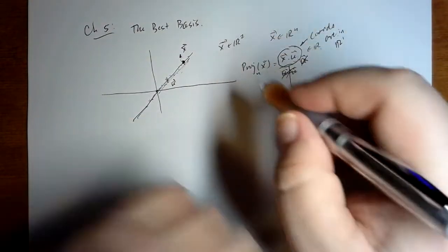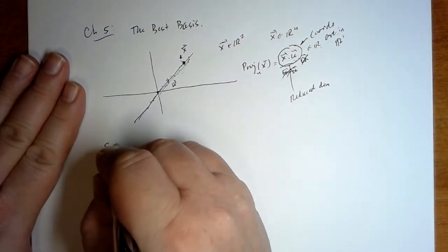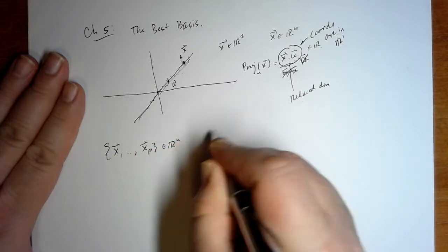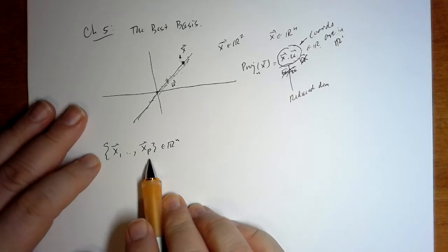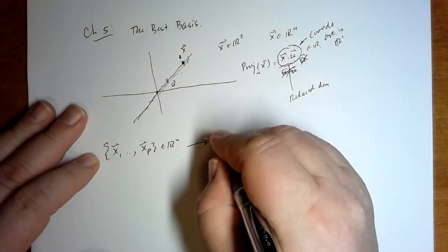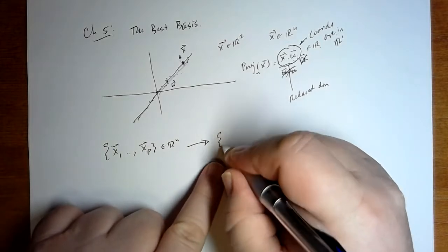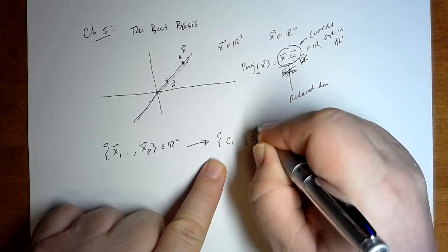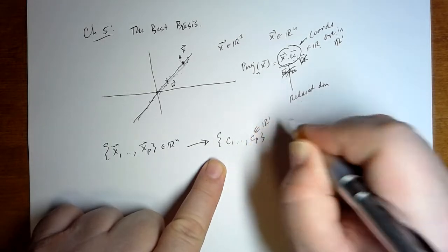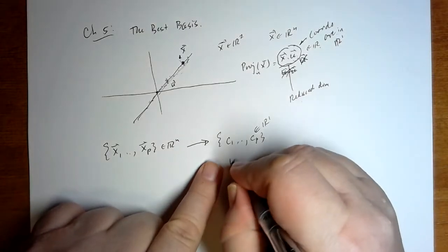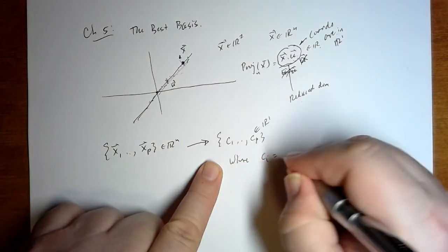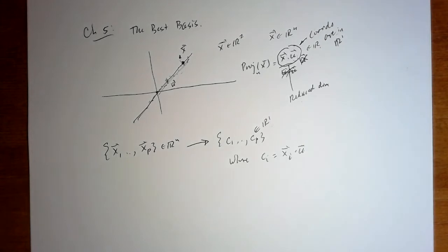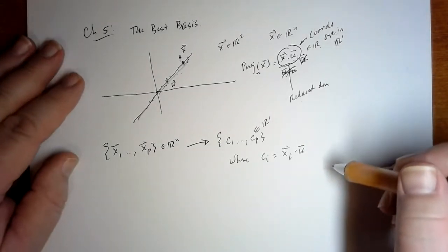So we would start off with x1 through xp in Rn. And then if we were able to reduce these to one dimension, that would be reduced to, well, the coordinates. Maybe we'll just call them C1 through CP. And these are each in R1, where each of these is xi dot u. Good.